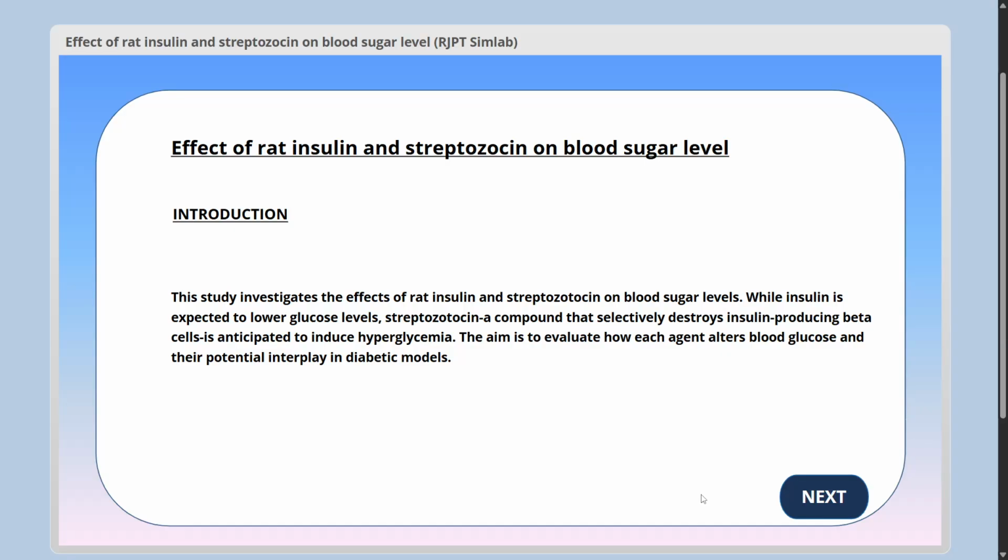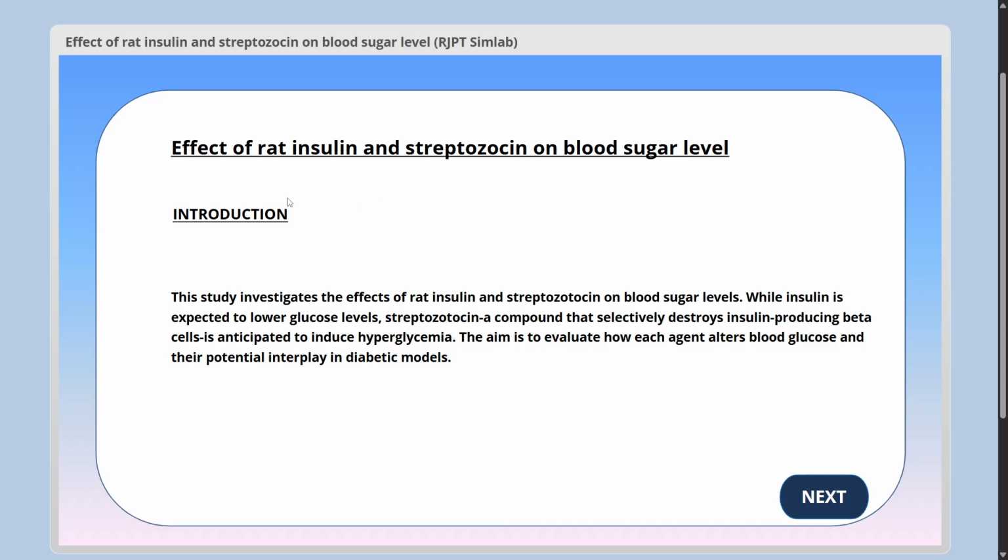In this video, we will study the effect of rat insulin and streptozocin on blood sugar level. At the end of this video, we will be able to tell about the effect of insulin on rats' blood sugar level, the effects of streptozocin on rats' blood sugar level, and the combined effect of insulin and streptozocin on the blood sugar level of rat. So now let us start with the video.